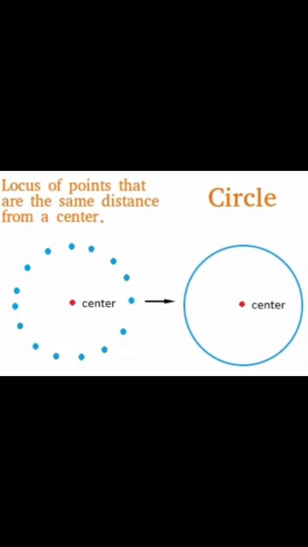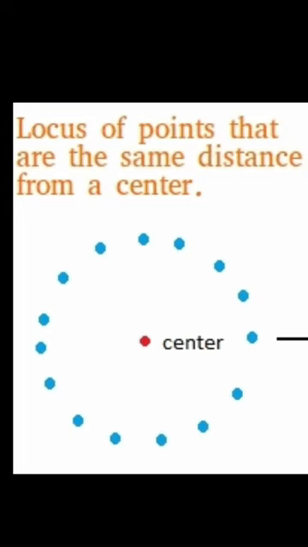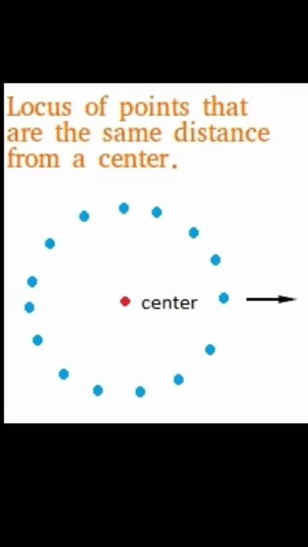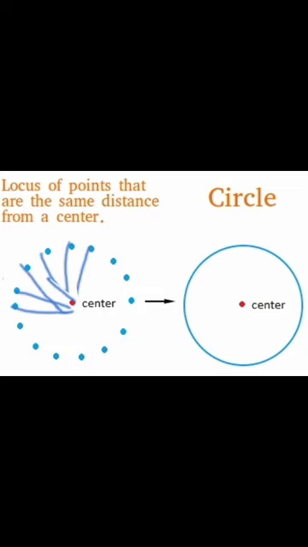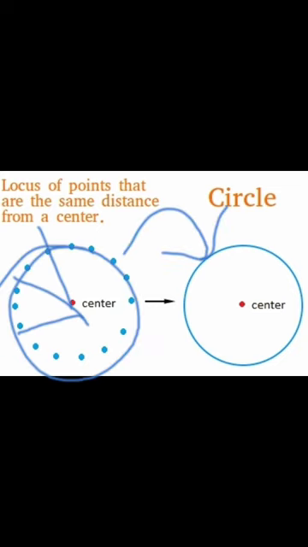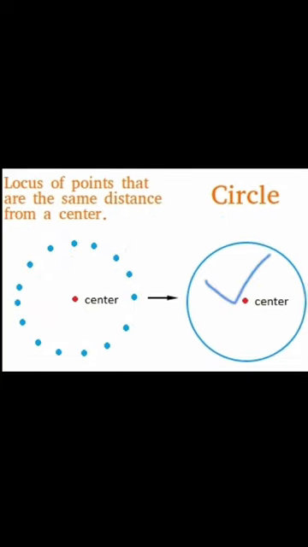Let us start with circle. So what is a circle? The locus of points that are the same distance from a center. Locus means the collection of points. Now suppose this is a center and this is one point. If we take any such points which are at the same distance from the center, then their locus or their collection forms the circle. So this is a circle with center.